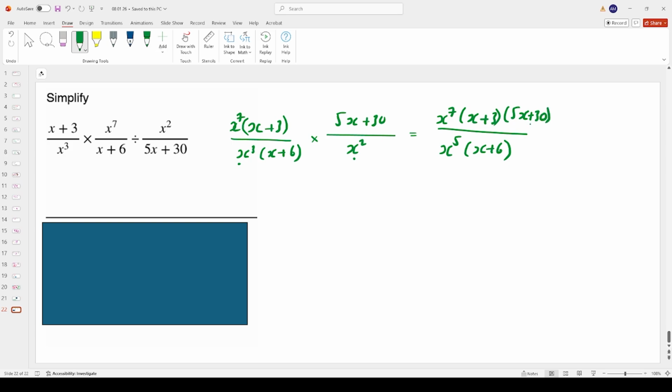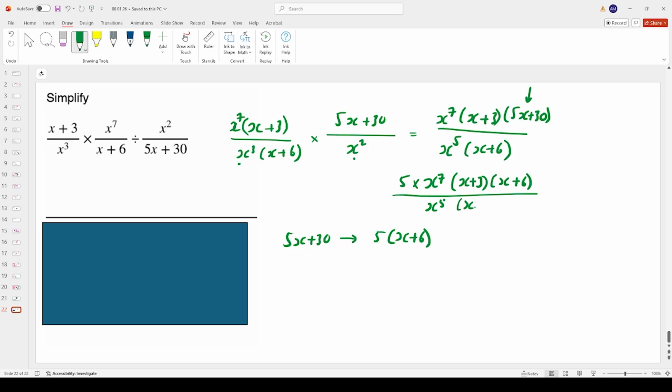Now, before I simplify this any further, is there anything that I can factorize from this? I can, right? 5x plus 30 gives us 5, open bracket, x plus 6. Okay, so I can do that as well. So x to the power of 7, x plus 3 times by 5, x plus 6, all over x to the 5 and x plus 6.